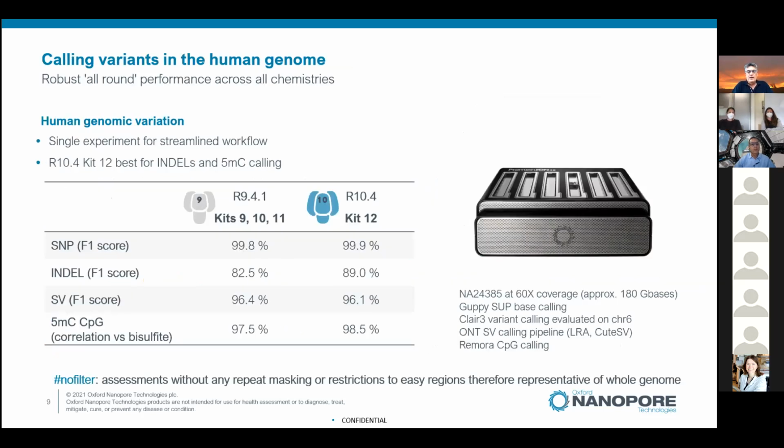So if you were to run a human sample on a PromethION flow cell, what do you get? Well, taking a standard human genomic sample on a PromethION flow cell with our highest throughput chemistry, you generate about 150 to 180 gigabases of data, which is about 60-fold coverage. Using Pore 10 Kit 12, the accuracy for SNPs on that data set at 60-fold coverage is 99.9% precision and recall.